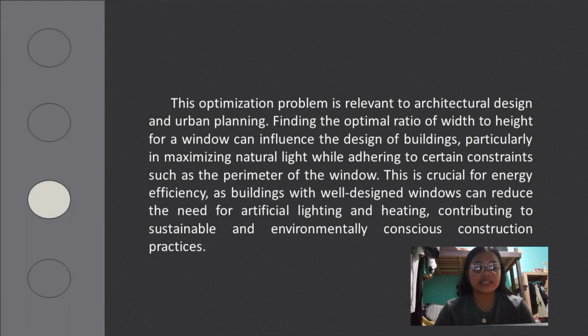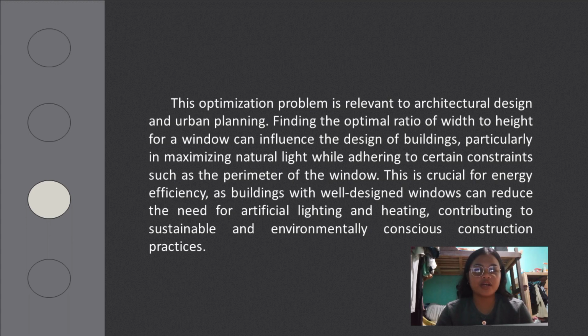This is how maxima and minima relate to the real world. This optimization problem is relevant. Finding the optimal ratio of width to height for a window can influence the design of buildings, particularly in maximizing natural light while adhering to certain constraints such as the perimeter of the window.